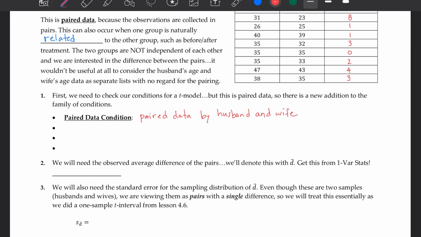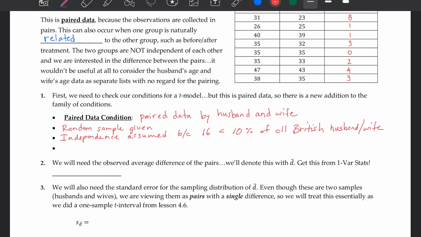Okay. Let's go ahead and think about the other conditions, though. Take a pause and think about what they are. The first we're going to do is randomization. It says up above that it is a random sample of 16 husband and wife couples. It's randomly selected. Independence, we're going to assume, because 16 is likely less than 10% of all British husband-wife couples. So that seems fair to say. I'd say there are probably more than 160 husband and wife couples in the United Kingdom, British. I don't know the difference, actually.